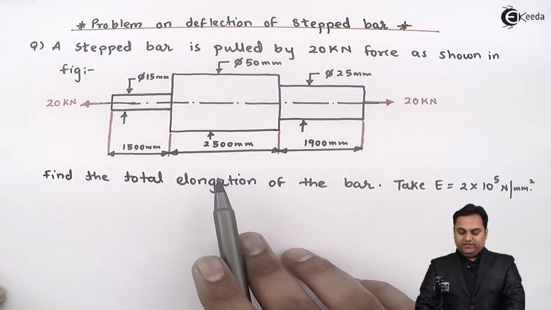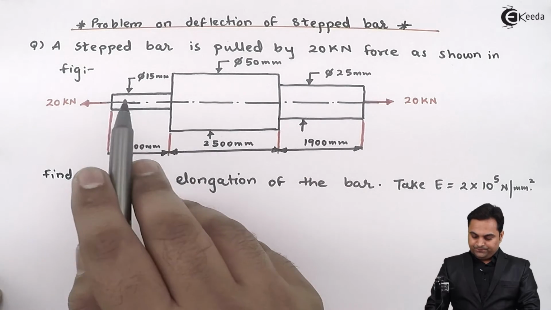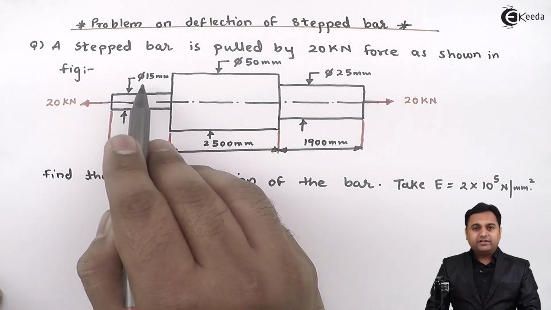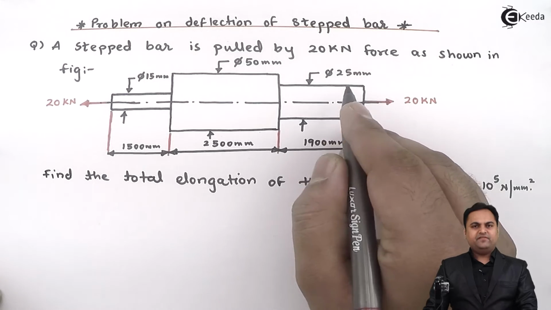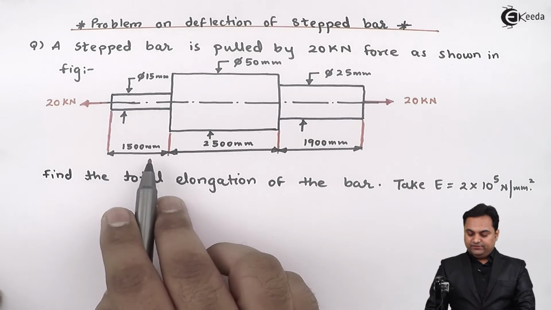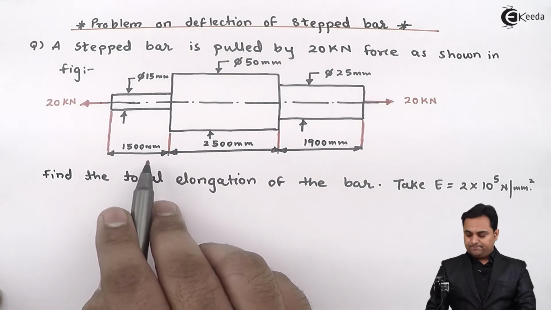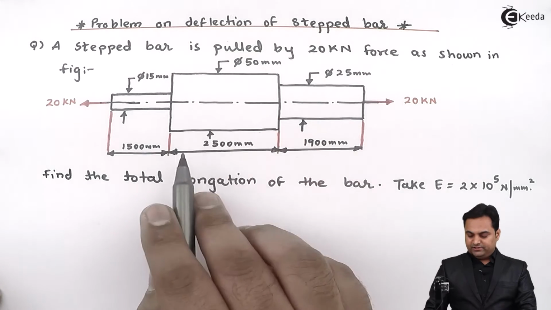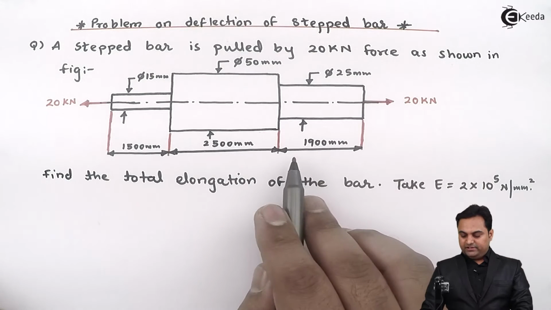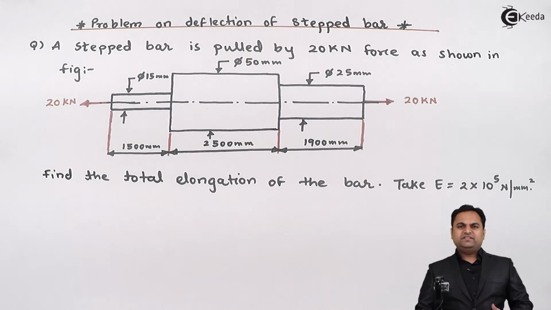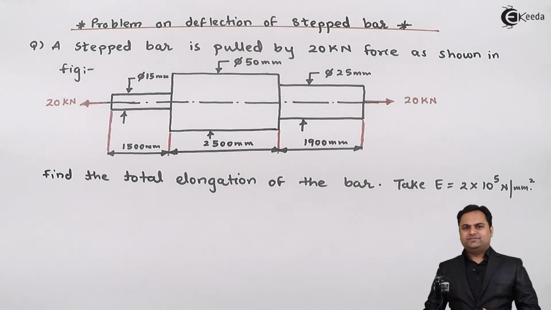Here as we can see, we have this stepped bar having different diameters. At first the diameter is 15 mm, then 50 mm, and at last it is 25 mm. The length of diameter 15 mm is 1500 mm. For 50 mm diameter the length is 2500 mm. For 25 mm diameter the length is 1900 mm. So this is a case of a stepped bar having different diameters and different lengths.